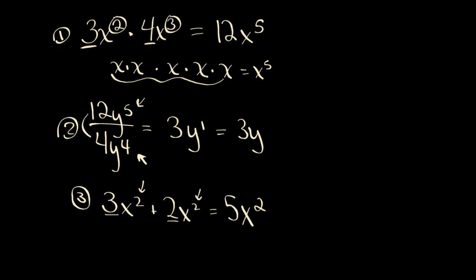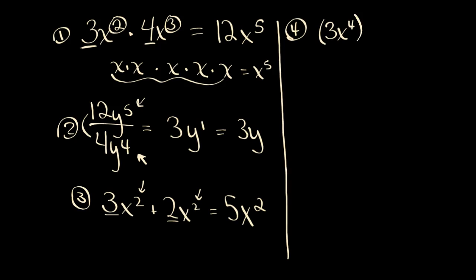And then this is where we get into power of a power. This is where it starts getting to that kind of tricky stuff here. So number 4, the example will be 3x to the fourth, and all of that squared. Now remember that 2 on the outside affects everything on the inside.